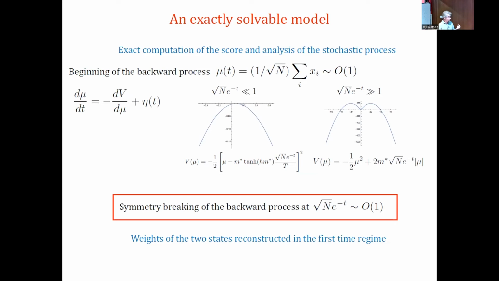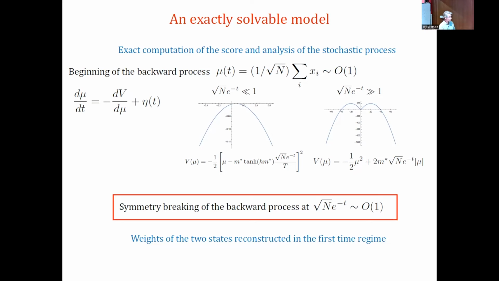In this case, we can compute the score exactly. I don't give you an expression of the score, but I just tell you what happens at the beginning of the backward process. You start with white noise, and you start to run the diffusion process backward. What kind of nonlinear equation do we have, and how is it able to reconstruct the images? Well, first, at the beginning of the backward process, the sum over i of x_i, where the x_i are just IID variables, is of order square root of n. So if you divide it by square root of n, you get a variable which is of order 1.